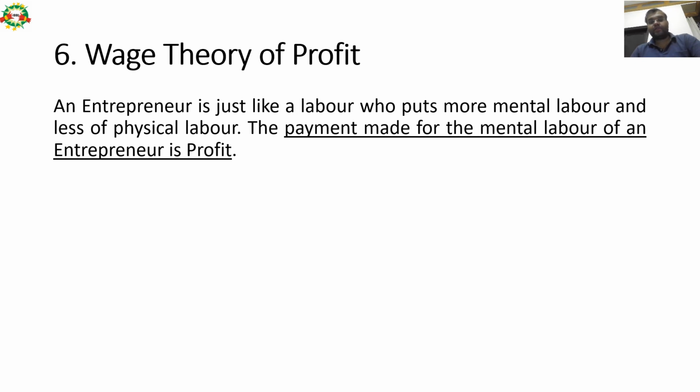Sixth theory is wage theory of profit. An entrepreneur is just like a labor. According to this theory, an entrepreneur is nothing but a labor who puts more mental labor than physical labor. The payment made for mental labor of an entrepreneur is profit.